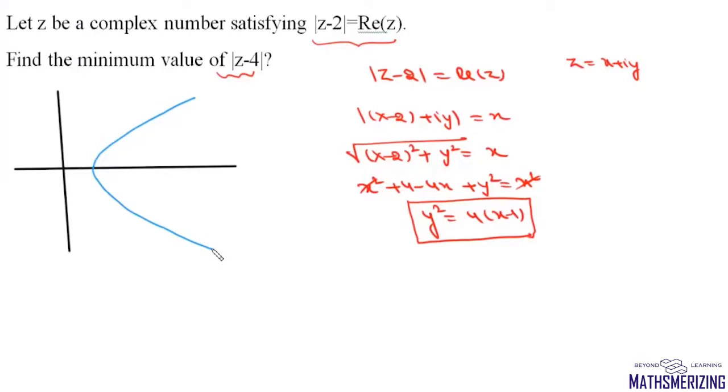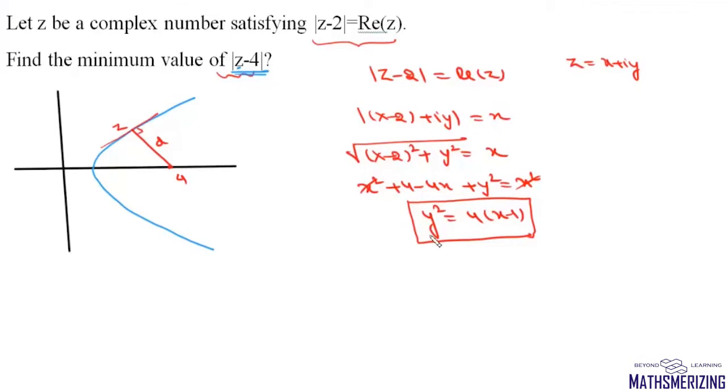It says we'll need to find the minimum value of mod z minus 4. So in complex numbers, we know that modulus is basically the distance between 2 points. So one of the points is z, which lies on this parabola, and another point is 4, which lies on the axis of this parabola. So we need to find the minimum value of this distance between a point on the parabola and this fixed point. Now we have already studied that the minimum distance will occur along a normal which will pass through this point.